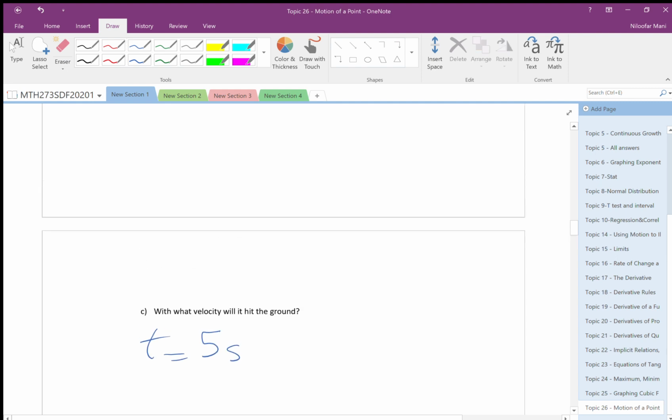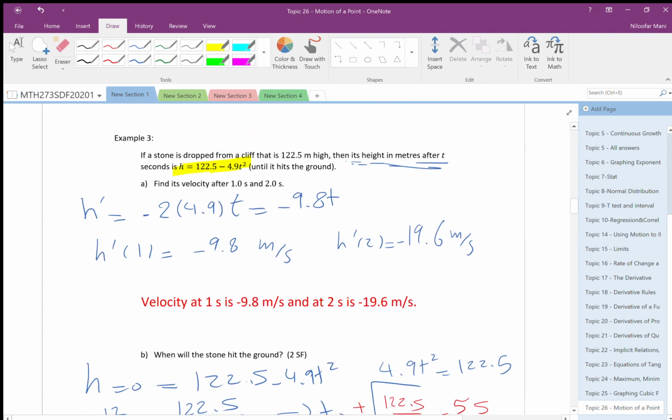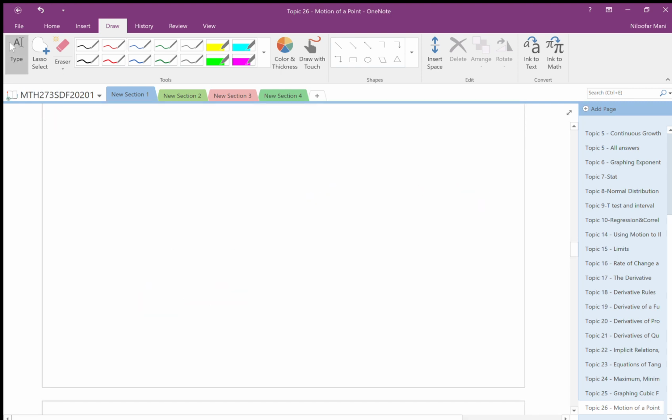So at that time, what is the velocity? You have to find the function of the velocity, which I did. The function of the velocity is minus 9.8 t. So I do h prime at 5, which is minus 9.8 times 5. That's minus 49 meter per second. So it means when it's hitting the ground, it's hitting the ground with this velocity. So you have to write the sentence here, and explain. So what else?